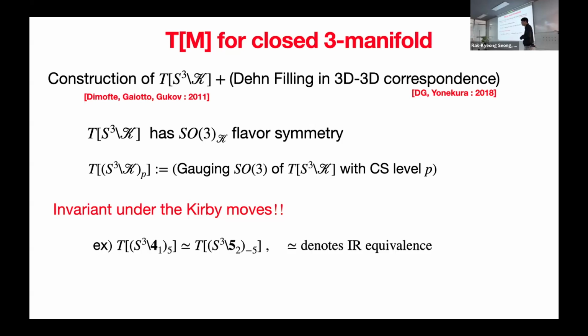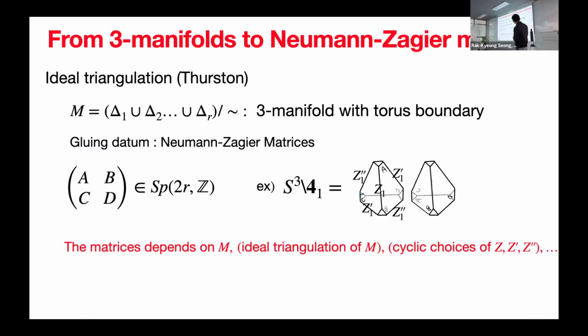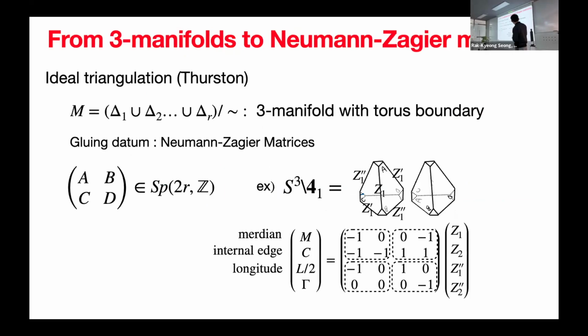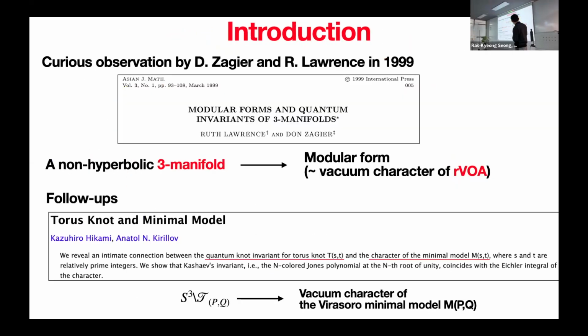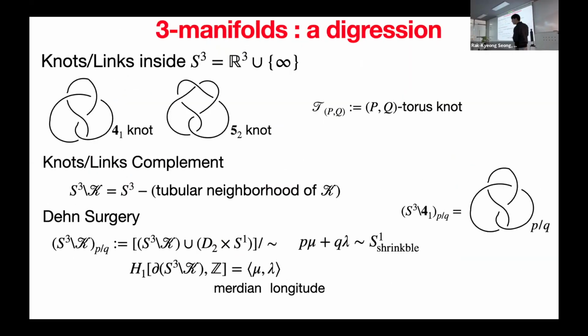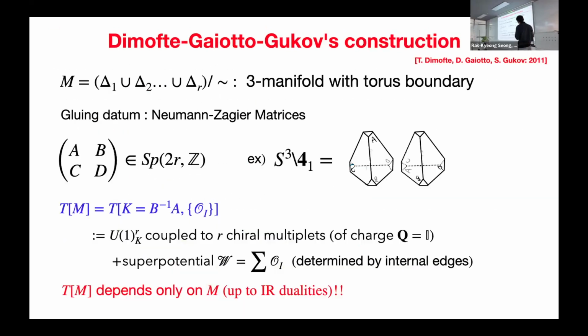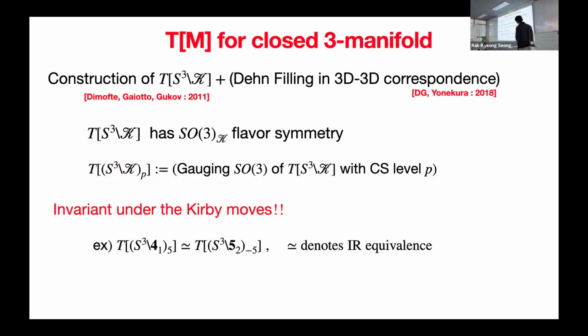P is the Dehn filling coefficient. So as I mentioned, to construct the three-manifold, we need this information, and the P means that Q equals 1. It is not that all the three-manifolds can be constructed in this way. But for all the closed manifolds, the corresponding theory can be constructed in this way.